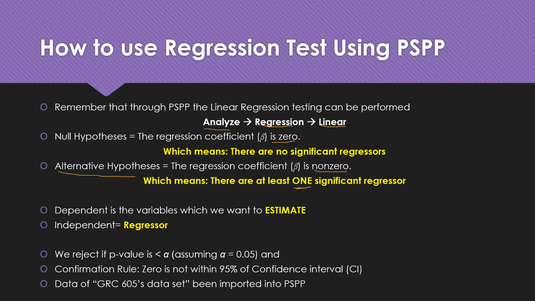We also have to remember that the dependent is the variable which we want to estimate, while the independent is the regressor. We reject, as always, if the p-value is less than alpha, assuming alpha is 0.05. And we have to remember the confirmation rule: if 0 is not within the 95% confidence interval, the CI, we also accept the alternative. The data we are analyzing is taken from the GRC 605 dataset.